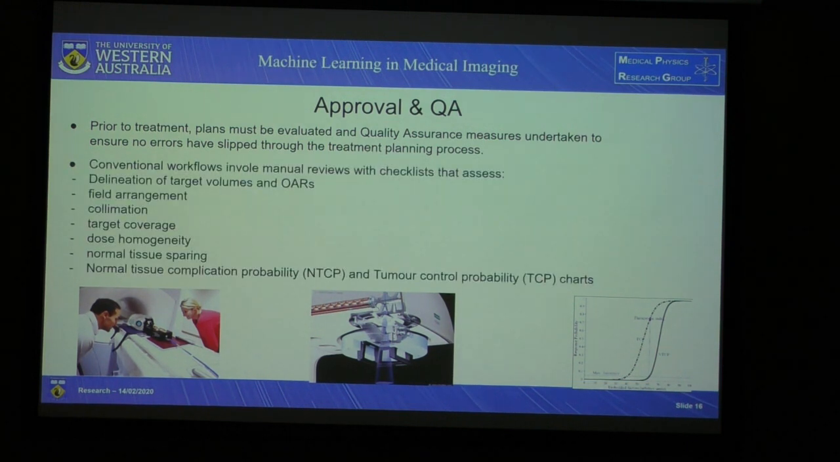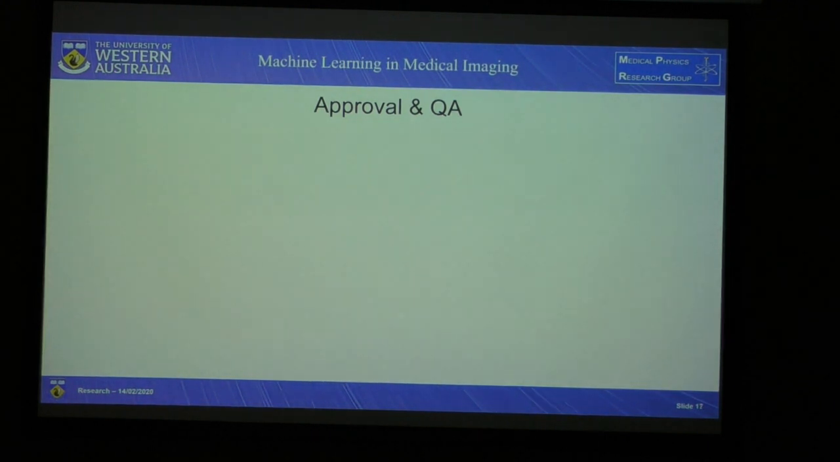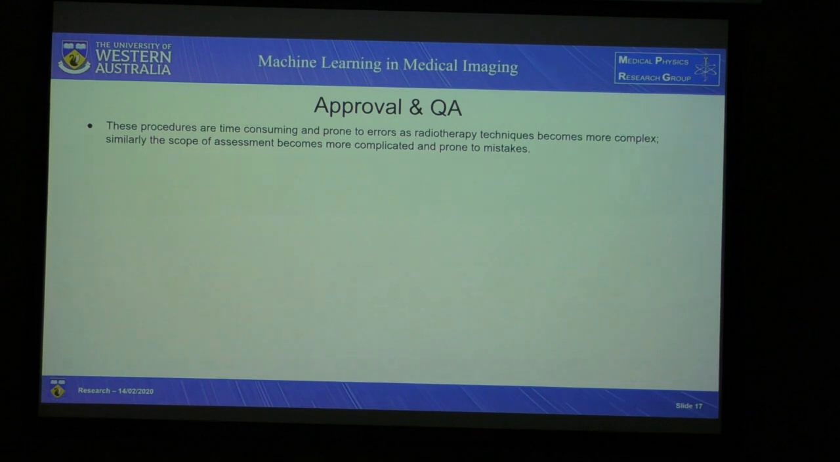And standard workflows involve manual reviews and checklists that assess such things as the delineation of target volumes and organs at risk, field arrangement, collimation, target coverage, dose homogeneity, normal tissue sparing, as well as checking metrics such as normal tissue complication probability and tumor control probability charts. These procedures are very time consuming and are prone to errors as radiotherapy techniques become more complicated. And similarly, the scope of assessment becomes more complicated and prone to mistakes.